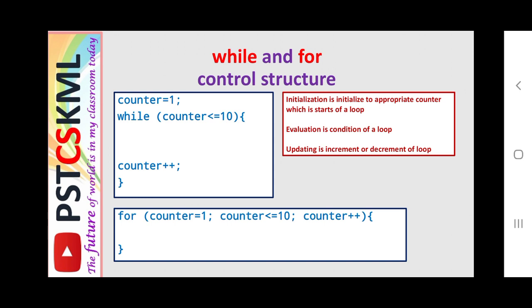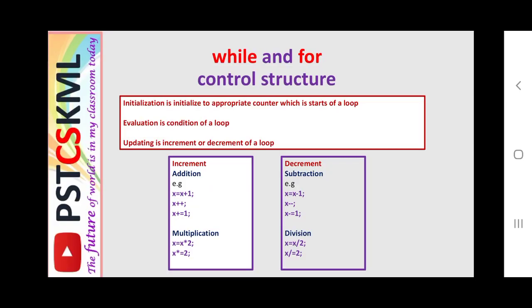So what are the things that are very important in while or for looping control structure? The first one is initialization, which is to initialize an appropriate counter at the start of a loop. Evaluation is the condition of the loop. Updating is the increment or decrement of your loop. Okay. So now we go further into what increment and decrement actually are.